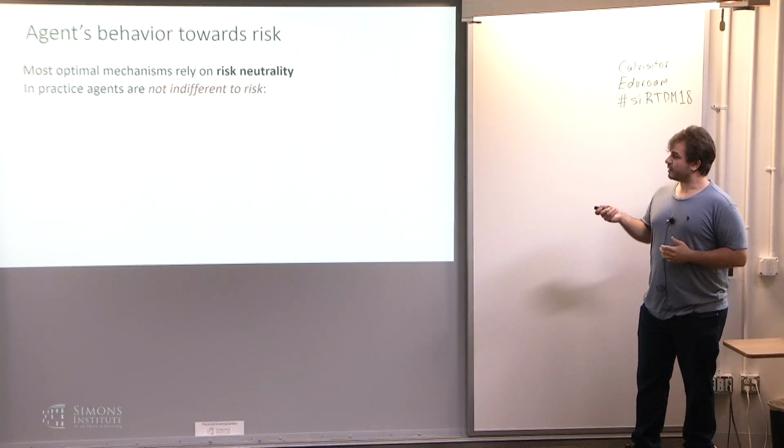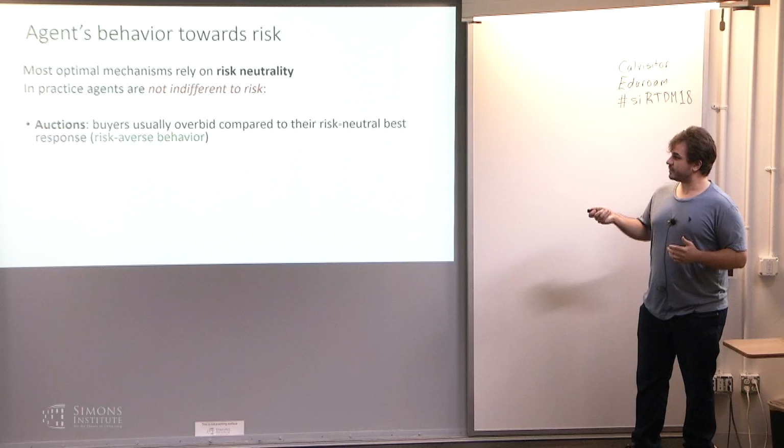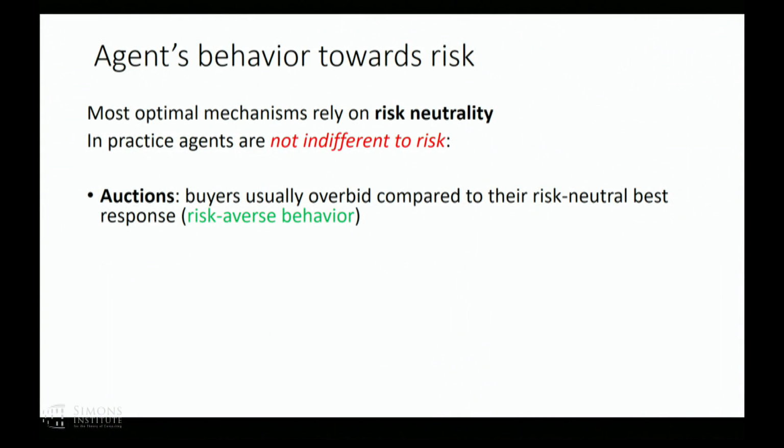Two very famous examples of that: the first is auctions, where in practice buyers usually overbid compared to what the theory would predict as their best response if they were risk neutral. So usually agents bid more in a first price auction than the theory would suggest, which implies some sort of risk-averse behavior.